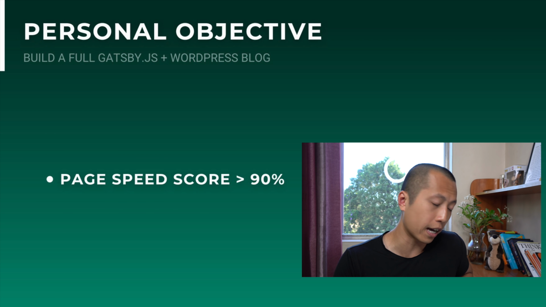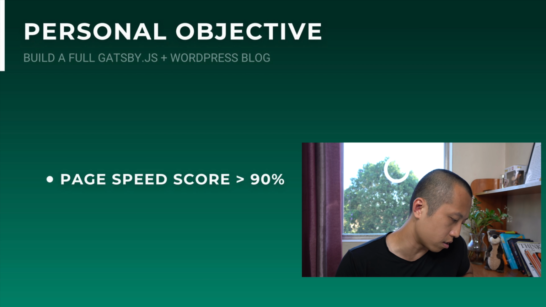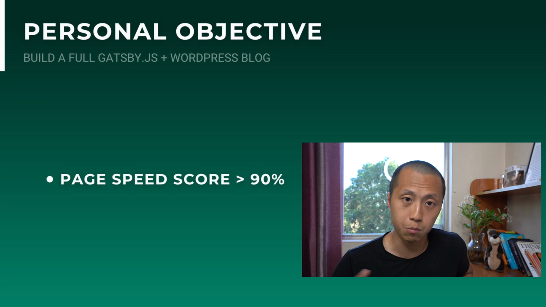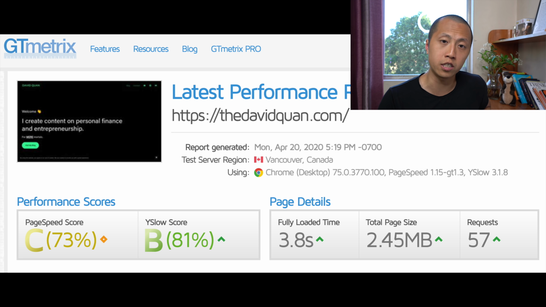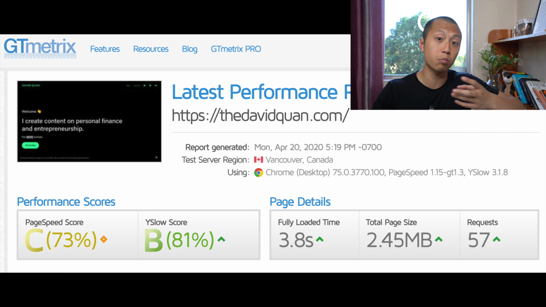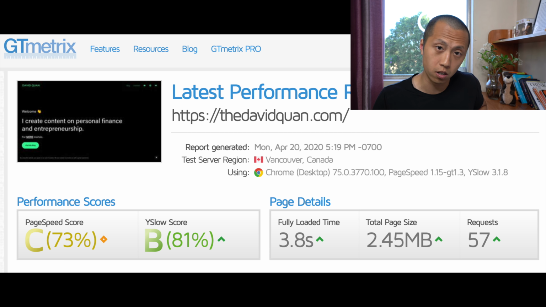Anyway, learning how to code a full Gatsby JS and WordPress blog. And the key result is that the page speed score needs to be greater than 90%. There's a tool that we use called GTmetrix that will essentially assess how fast your website loads, and it needs to be greater than 90%. So we'll see about that.